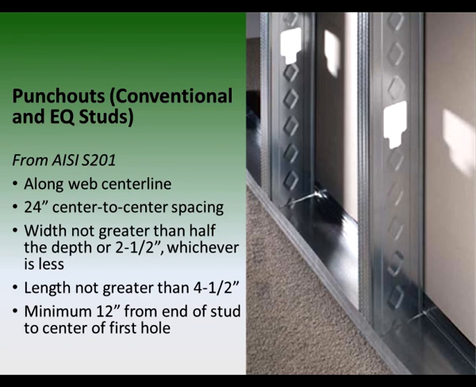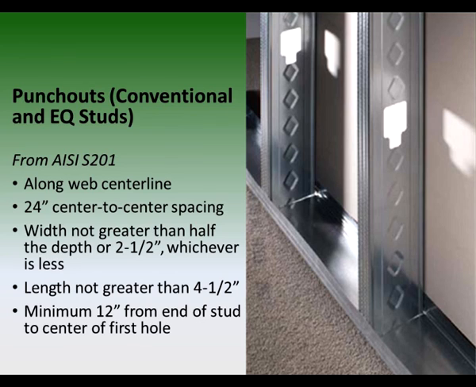When it comes to holes manufactured in a stud, both EQ and conventional studs must meet the same requirements. AISI S201 is the product data standard for cold-formed steel framing members. Among other items, it governs holes in webs, also called punch-outs, cutouts, knockouts, perforations, etc., to allow the passage of utility services through the studs. Unless specified otherwise by the manufacturer, factory punch-outs comply with the following conditions.